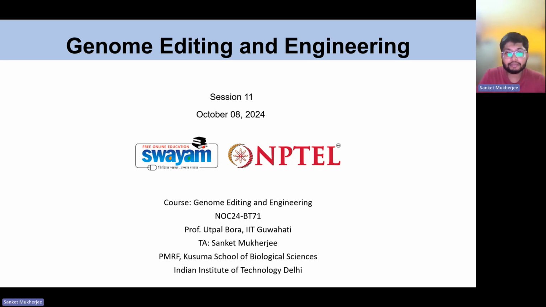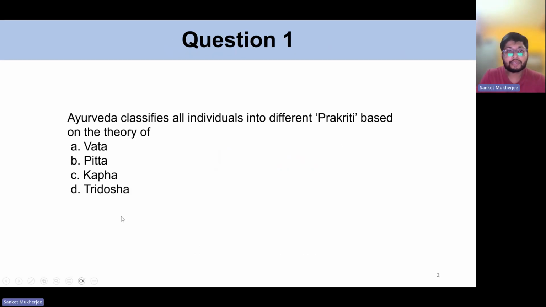Let's look at today's slides. So, Question 1. Ayurveda classifies all individuals into different prakriti based on the theory of A. Vata, B. Pitta, C. Kapha, or D. Tridosha.